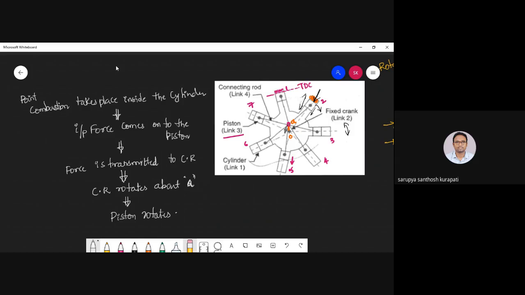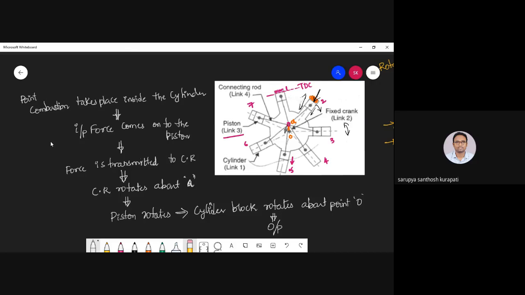Piston rotates. So when the piston is rotating, what happens? The piston is connected to the cylinder block. So the cylinder block rotates about point O. So this is nothing but your output.